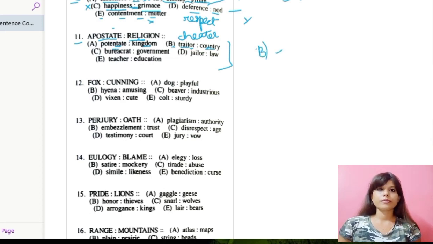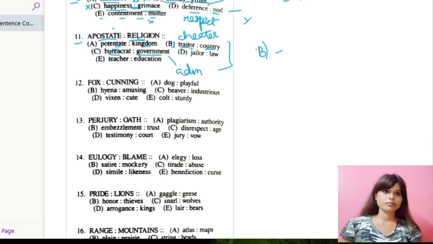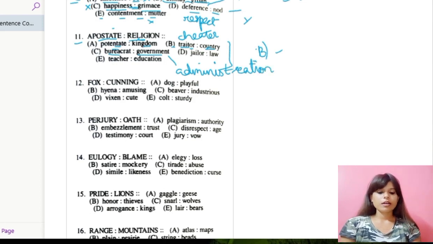Number C is bureaucrat and government. Now bureaucrat means an official in a government department, and government, you all know, administration and executive. Okay, so basically bureaucrat is a part of the government. Okay, but here we are not talking about a part. Here we are talking about someone who is cheating their own department or cheating their own country. That is what we are talking about.